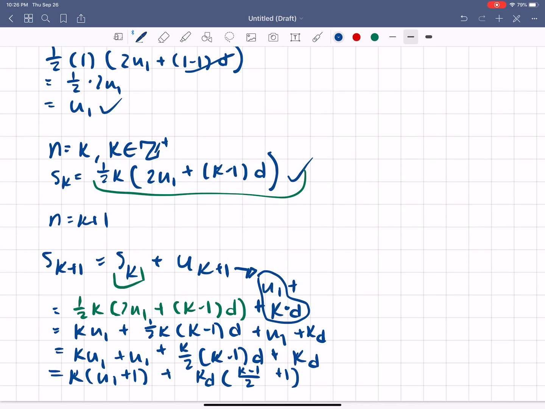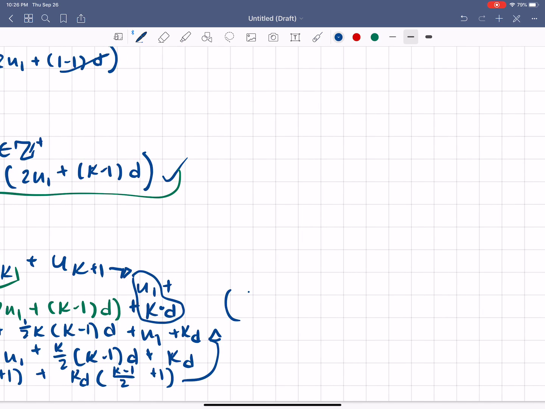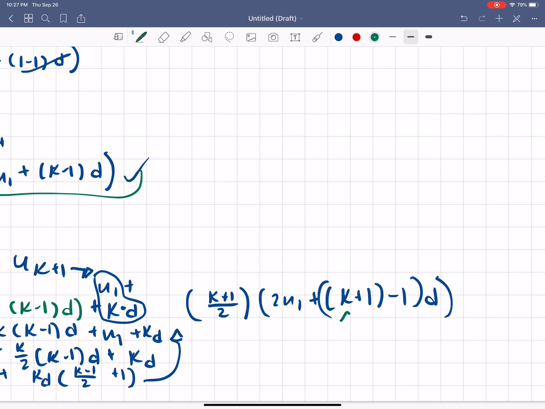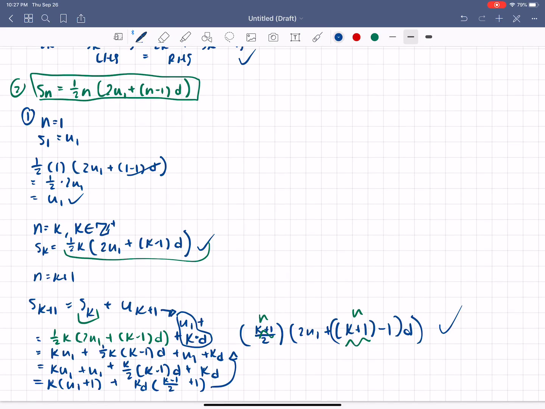After that, it becomes pretty simple. We can write the expression as k plus 1 over 2 times 2u1 plus k plus 1 minus 1 d. And if we substitute k plus 1 for n, we get the same expression we get here. And so we've proven it's correct.